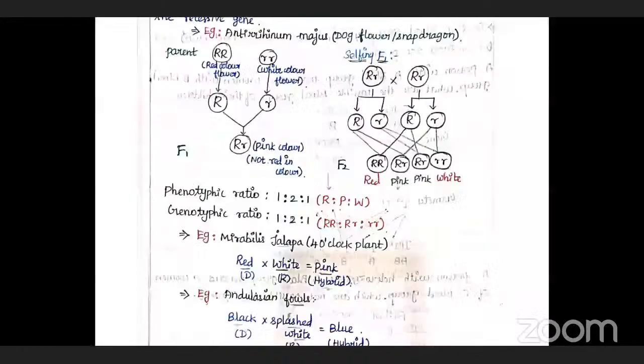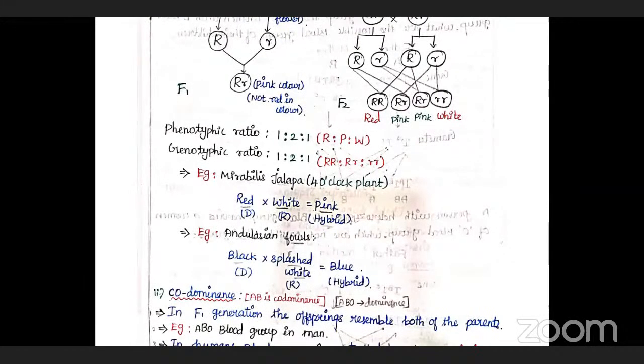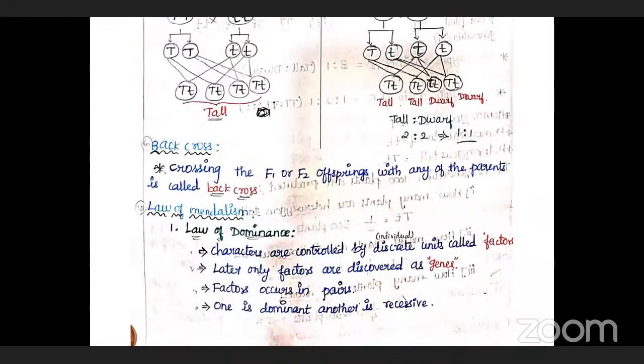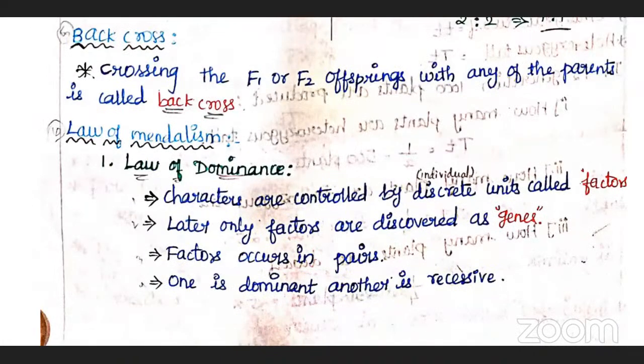Next one is Mendel's law. What is the meaning of Mendel's law? Based on his monohybrid and dihybrid experiments, Mendel formulated three laws. The first law is the law of dominance, the second is the law of segregation, and the third is the law of independent assortment.